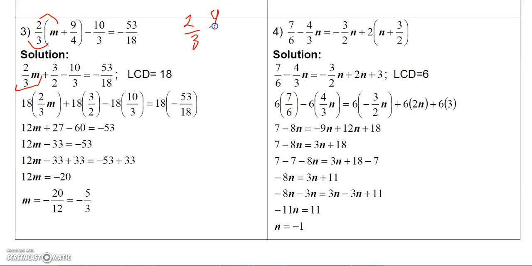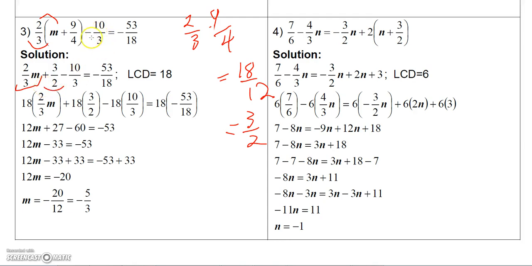2/3 times 9/4. Now you can do it the long way and say, okay, that's 18 over 12. And then you can reduce that. If you divide the top and bottom by 6, you get 3 over 2. There's another way you can do it, you can cancel the 3 into the 9 and the 2 into the 4, but if this works for you, just stay with that. So 2/3 times 9/4 is 3/2. So that gives me 3/2.